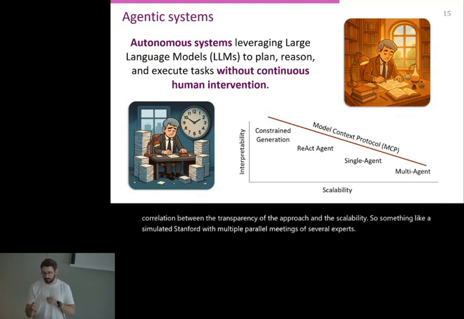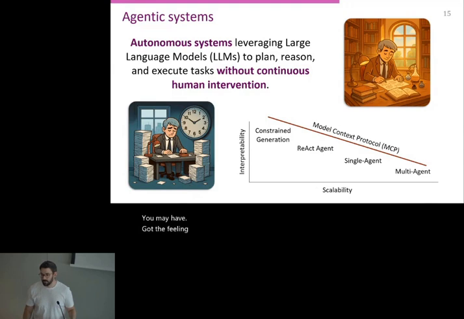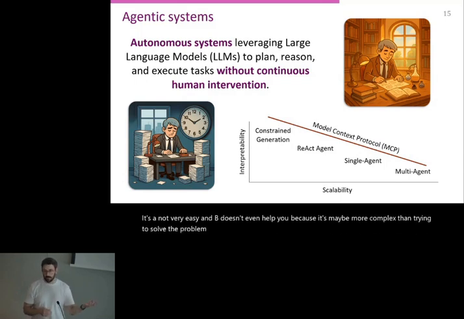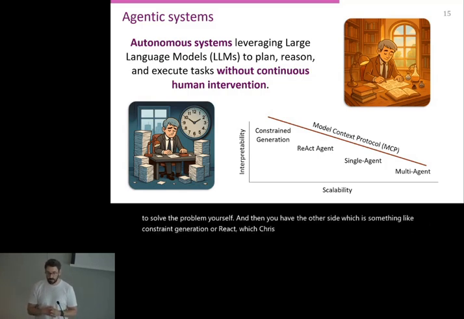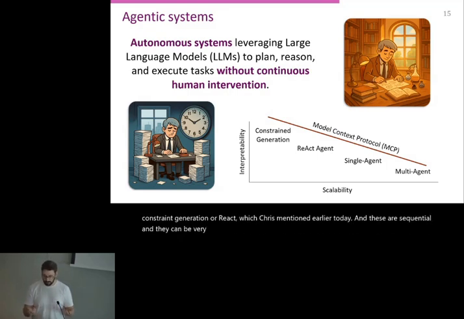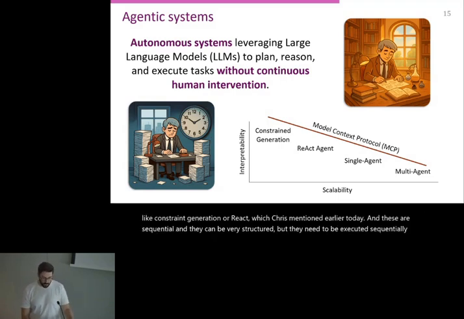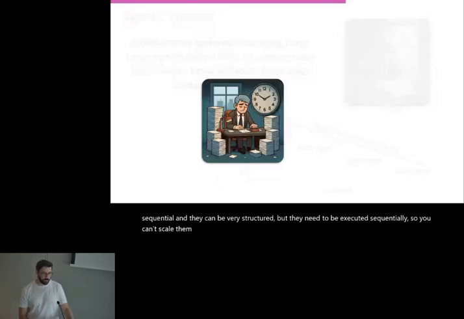You may have got the feeling from James's response to the question this morning that reading through all these protocols, it's A, not very easy, and B, does it even help you? Because it's maybe more complex than trying to solve the problem yourself. And then you have the other side, which is something like constraint generation or React, which Chris mentioned earlier today. And these are sequential and they can be very structured, but they need to be executed sequentially, so you can't scale them very well.